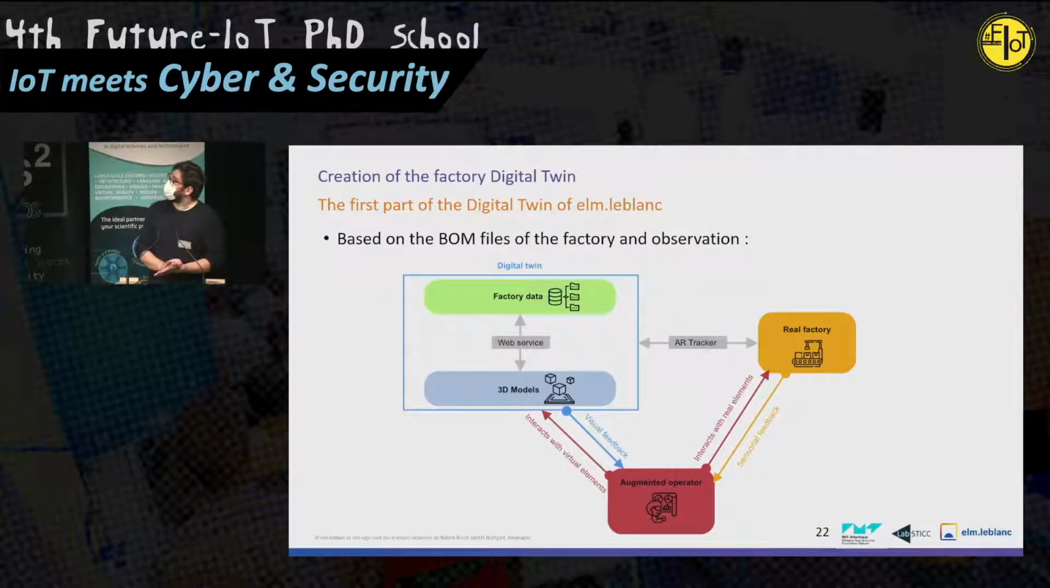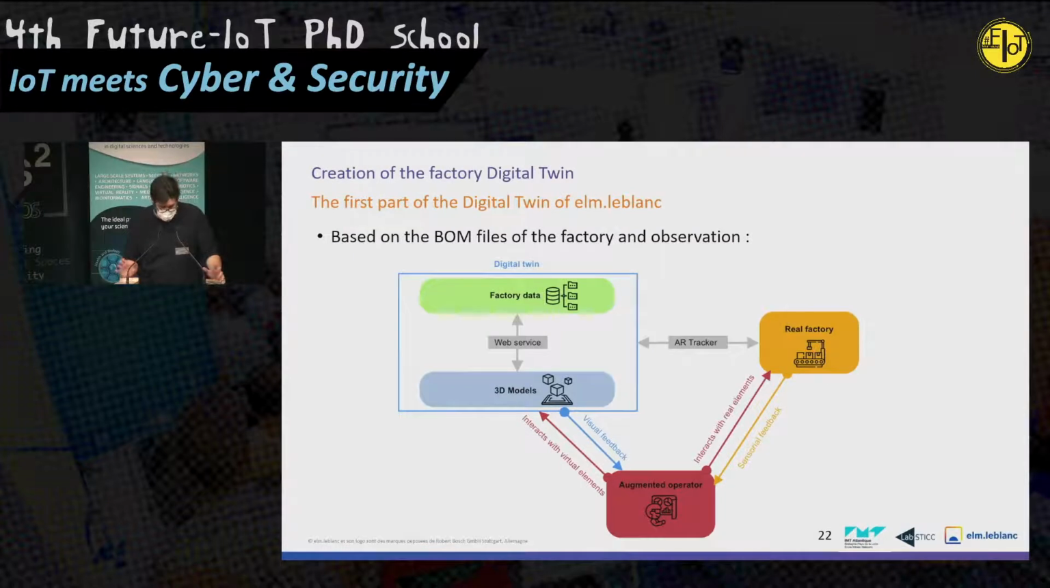Then we created the digital twin models based on the observations on the workstation and the BOM files, so bill of material files. So it's like this. We have the digital twin, so we have all the factory data, all the information about the components present on the workstation, all the parts, a big database containing everything. And we have the 3D models of the interaction zones. So this is our digital twin.